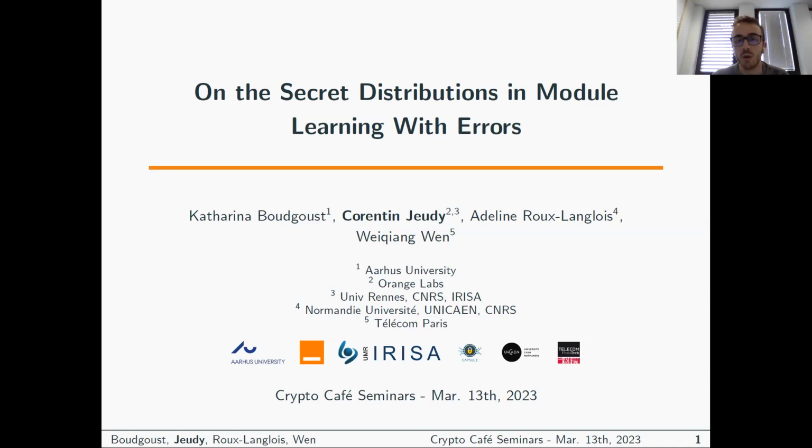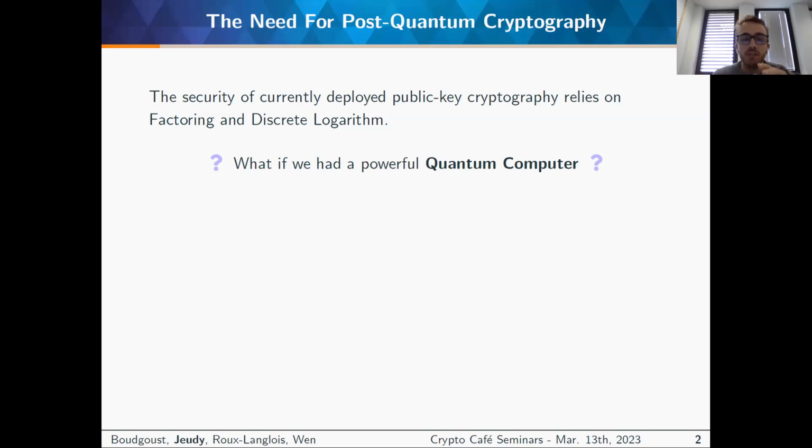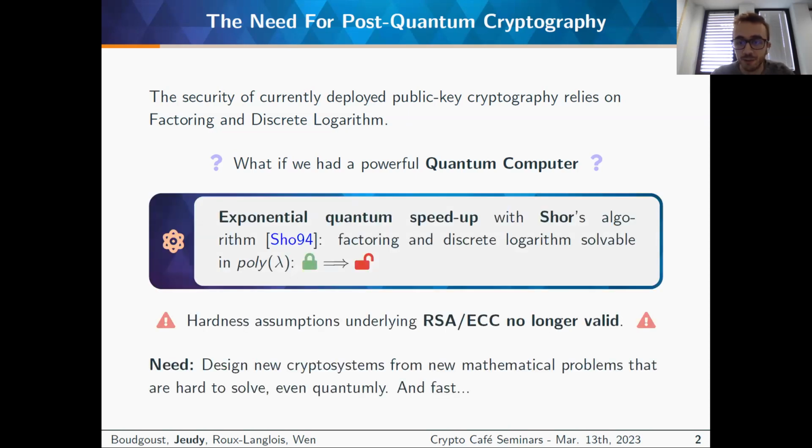So first, let's start with a quick word on post-quantum cryptography. The security of currently deployed public key cryptosystems relies heavily on two assumptions: factoring large numbers into products of primes, and the discrete logarithm problem in cyclic groups. But with the recent advances in quantum computing, the natural question to ask is, what if we had a powerful quantum computer? Should we reassess those assumptions? Should we reassess the security of our public key cryptography today? And the answer is yes, unfortunately, because Peter Shor in 1994 proposed an algorithm that solves both factoring and discrete log in polynomial time.